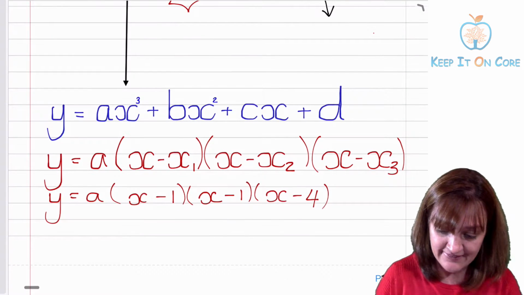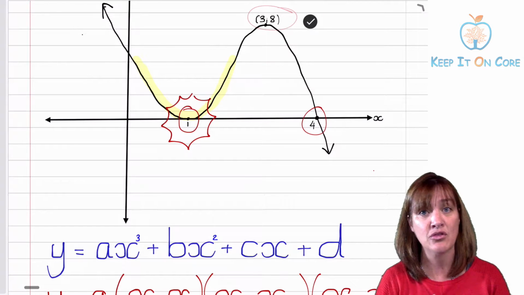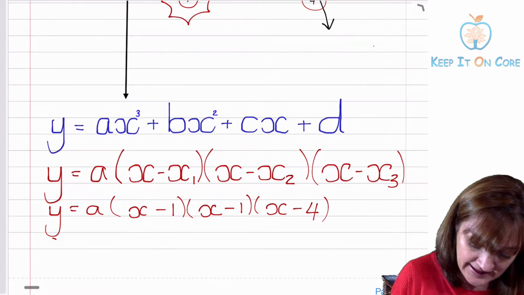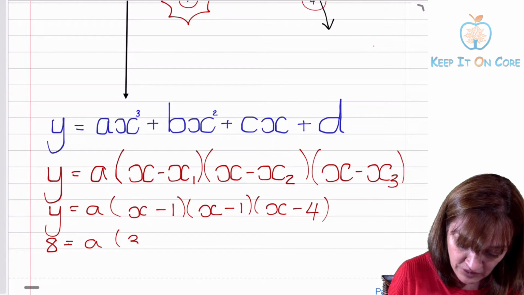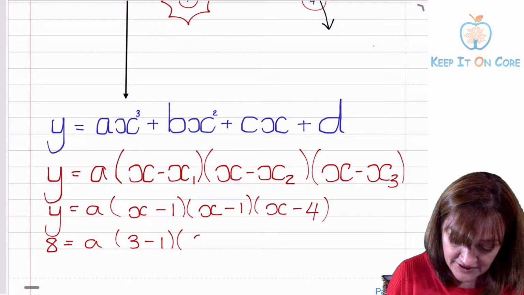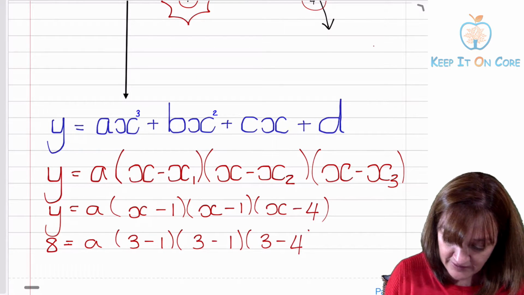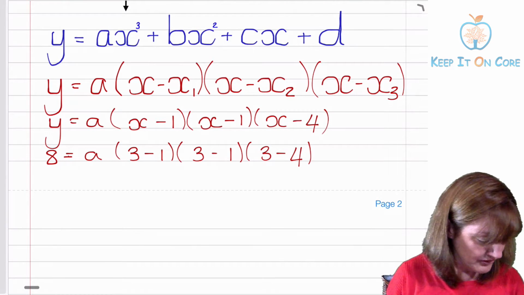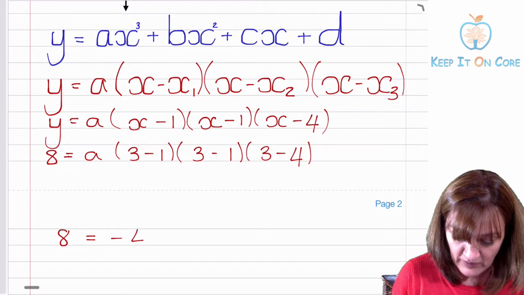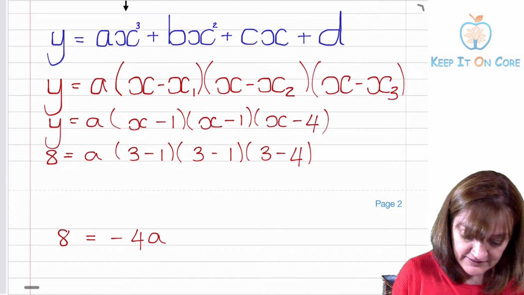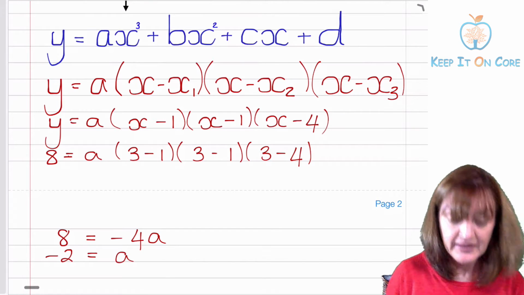Then you can substitute the other point, which in this case was 3 and 8. So 8 is getting substituted into my y value and 3 into each of the x values. When we simplify that out, we're left with 8 is equal to negative 4a. Then if I divide by negative 4, we end up with negative 2 as your a value.